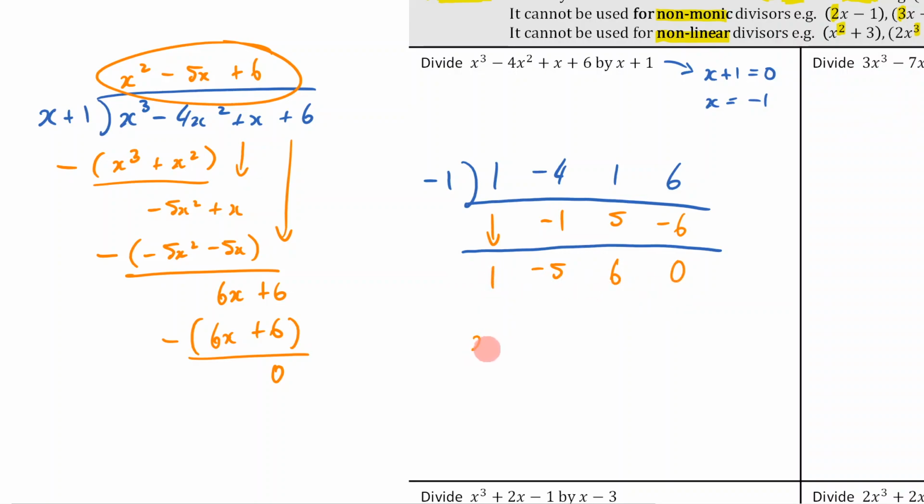So this 1 tells me it's x squared. Then I've got negative 5x. Then I've got plus 6. And that's my answer. So I'm done. So my answer is just that. So it gave me the coefficient of everything I needed.